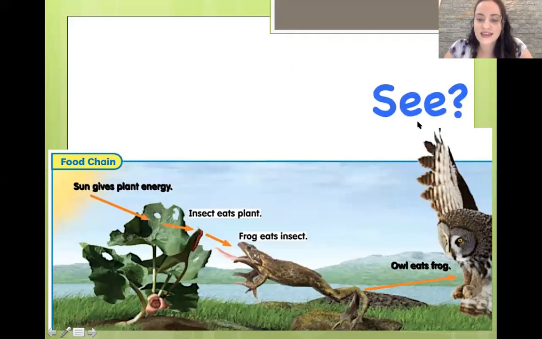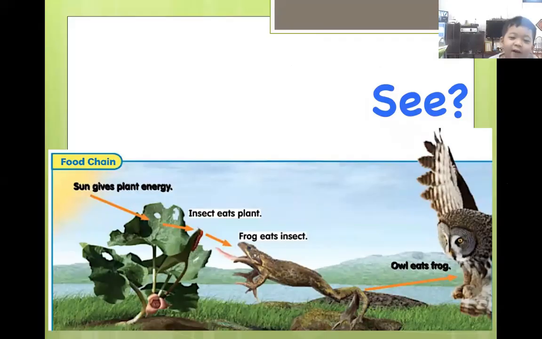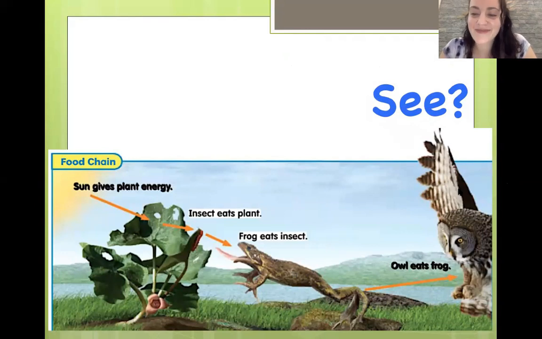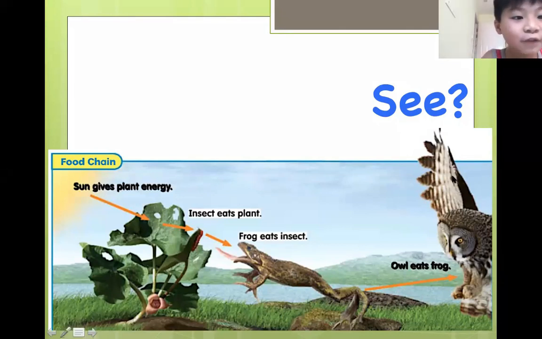What do you see in this picture? George? I see a food chain. It is a food chain. Good job. So this is a food chain. What is in the food chain? What else do you see? Zakwai? What animals do you see or plants? I see a frog. A frog, nice.